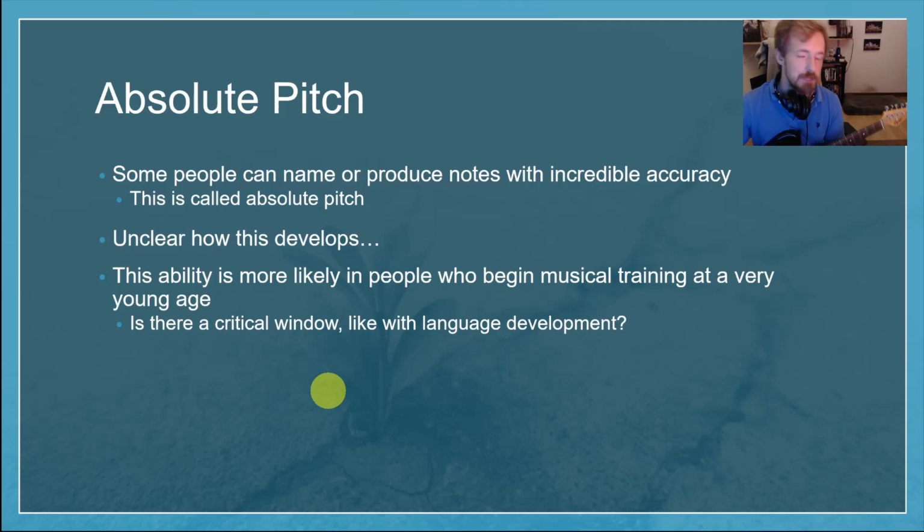It's the same thing as a critical window with language, if you're familiar with that, where if you don't learn a language within the first 13 years of your life, it becomes exceedingly hard to learn any language. It seems like absolute pitch is the same kind of idea, different part of the brain, but similar kind of developmental component. This is also why it's very frustrating for people that learn music later in life, in their teenage years and beyond, that they can't develop absolute pitch. It's one of those things where if you miss out on that early childhood window, it's just gone.